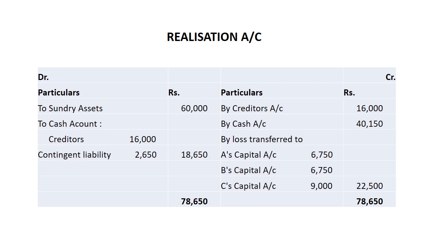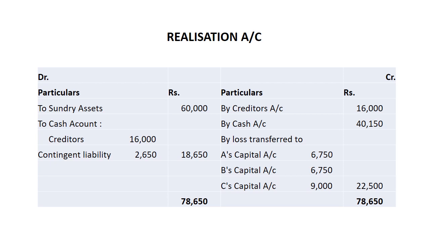Debit side addition is more. When the debit side addition is more, the firm will suffer losses. The loss is transferred to A's capital account 6,750, B's capital account 6,750, and C's capital account 9,000. Overall the loss is 22,500.